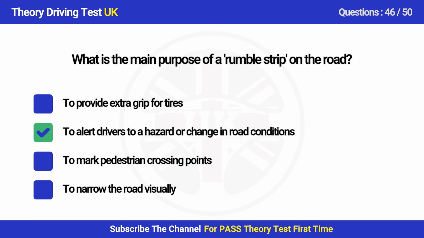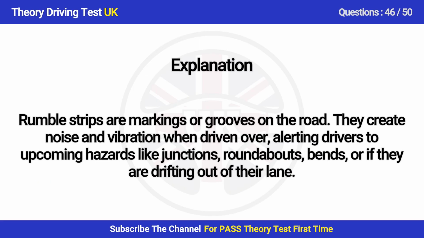Answer is B. To alert drivers to a hazard or change in road conditions. Rumble strips are markings or grooves on the road. They create noise and vibration when driven over, alerting drivers to upcoming hazards like junctions, roundabouts, bends, or if they are drifting out of their lane.